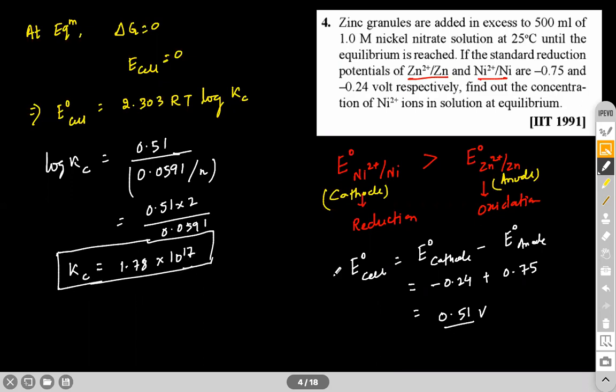Okay. Now we have the equilibrium constant, so we can find out the concentration of Ni2 plus at equilibrium. Okay. So what is the reaction we have? The reaction is Zn solid plus Ni2 plus converts into Zn2 plus plus Ni solid. So Kc is equals to, we'll take only ions, so Zn2 plus divided by Ni2 plus.